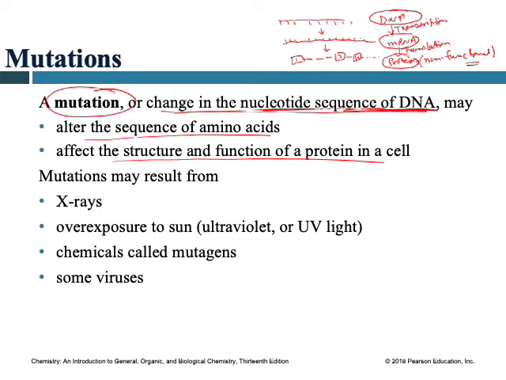right? And this change in the nucleotide sequence of the DNA may result from X-rays, overexposure to the sun like UV light, or some chemicals called mutagens. Mutagens are those chemicals that can cause mutation, and some viruses are also responsible for this kind of mutation.